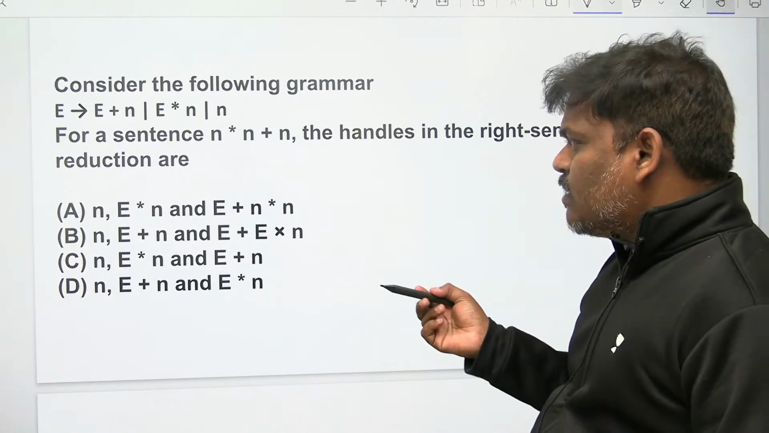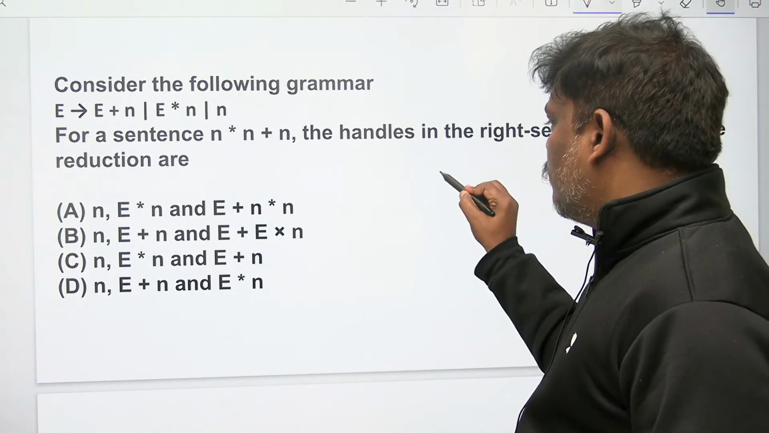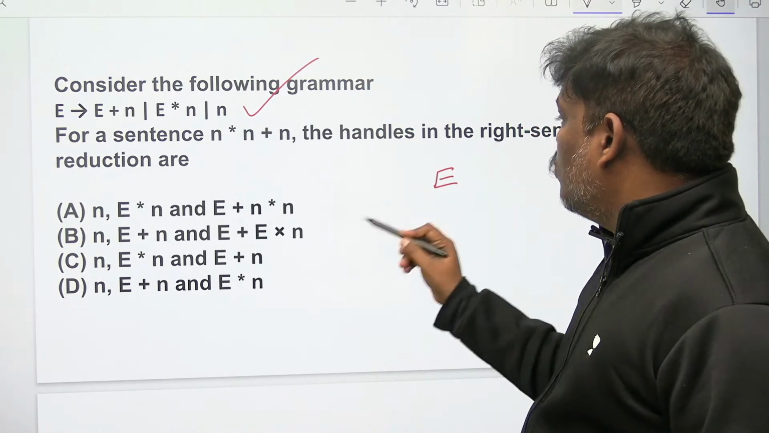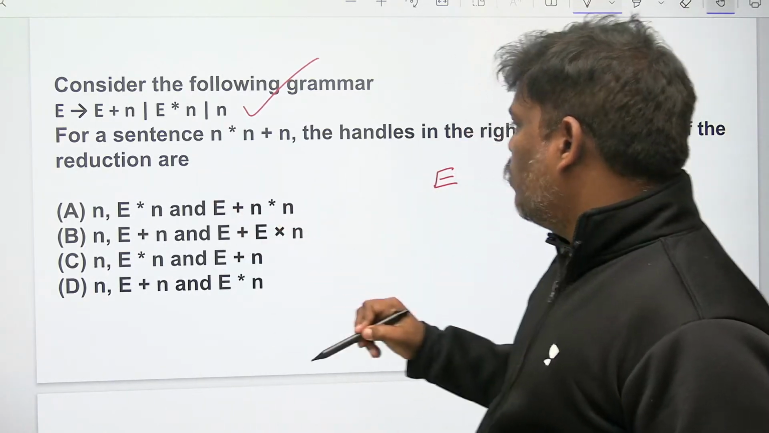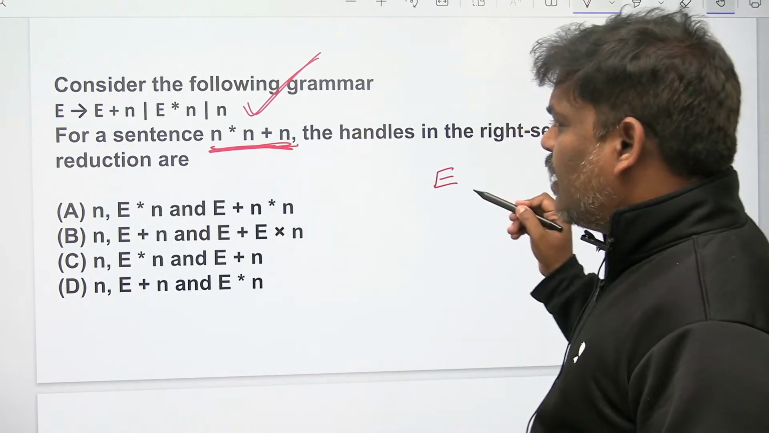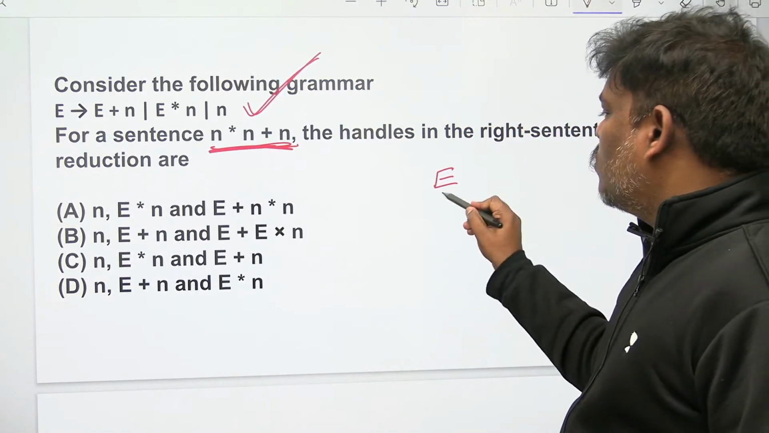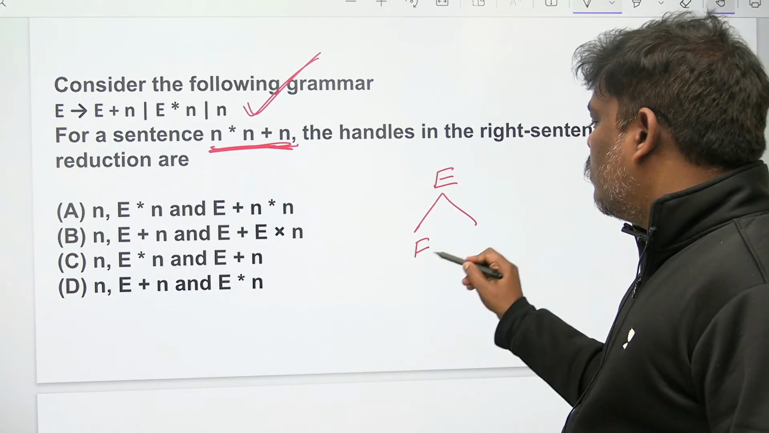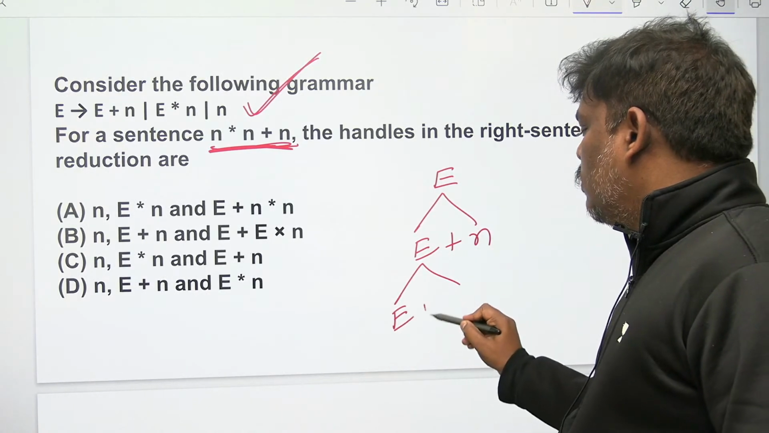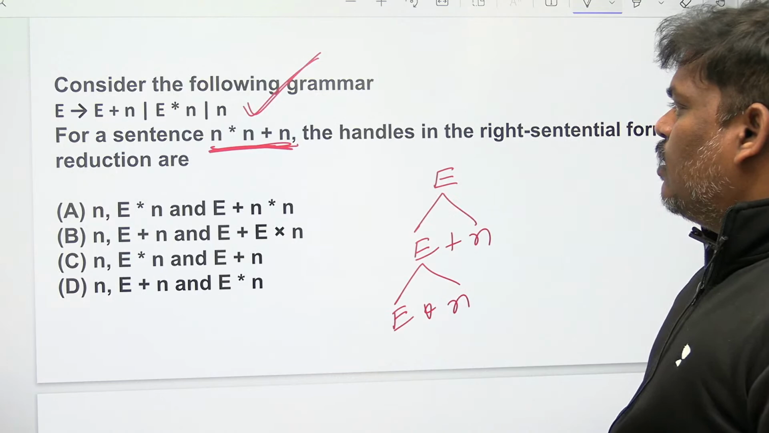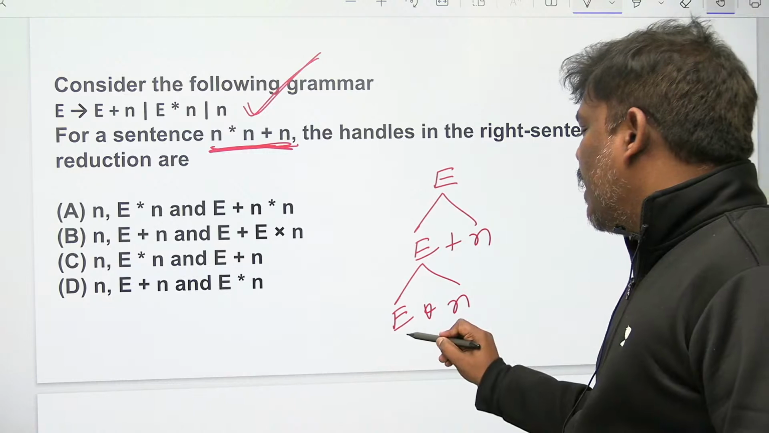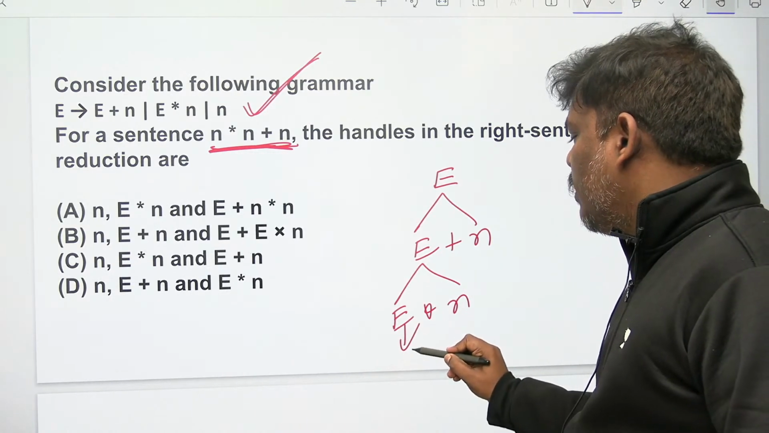So the easiest way is, using the existing grammar, draw the tree first. You have to generate this string using this grammar. Let's try how. E goes to E plus n. Next, E goes to E star n. If you observe the string, first star is required on the left hand side, next plus. Lastly, E is replaced by n.